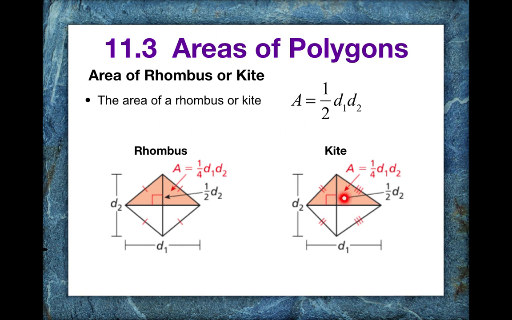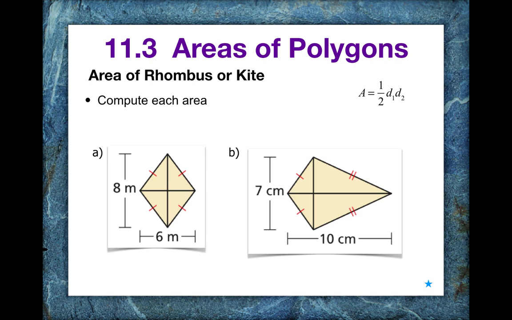In the kite, the same thing is happening. This top triangle is going to be a full D1 times half of D2. And if I use the triangle formula, it's 1/2 times D1 times 1/2 D2. And that gives me 1/4 D1 D2. The total area is going to be the same for the rhombus and the kite.